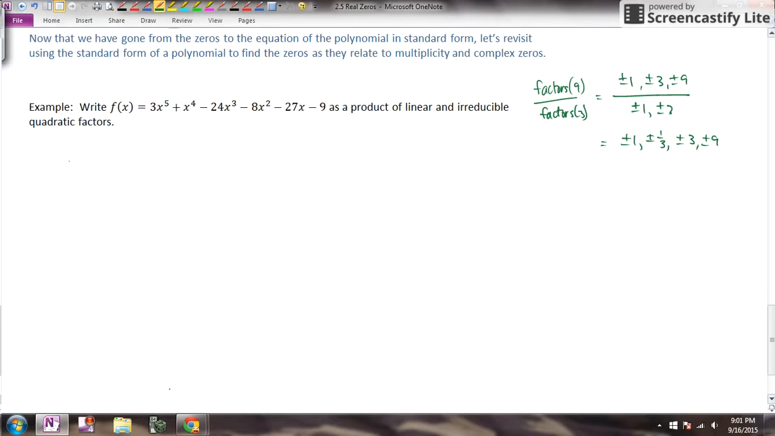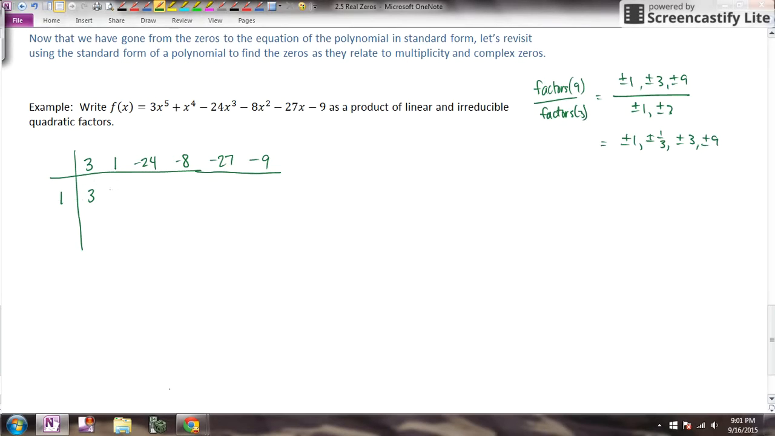Now I'm going to even show you my synthetic division a little different. Not too different, but a little different. What I do is this. Coefficients across the top. 3, 1, negative 24, negative 8, negative 27, and negative 9. And then I'm going to try to test those numbers. So I'm going to start off with testing 1 because I'm hopeful that it works. So remember, you add straight down, and so you'll notice it's a little different. You multiply with what's in the box, so I multiply to the left, and then I add to the top.